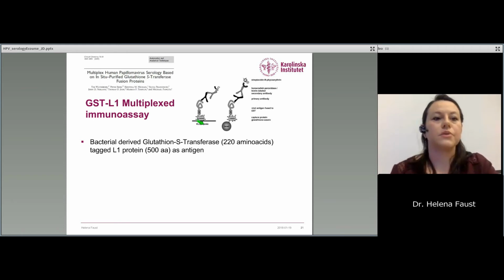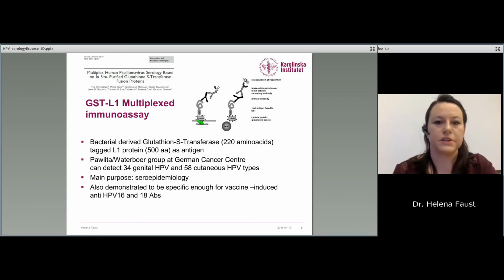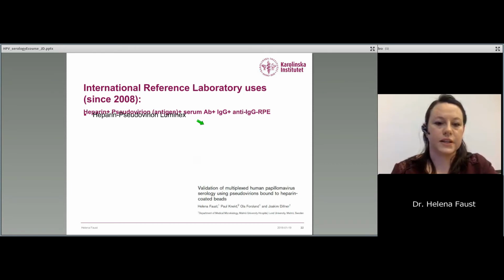A widely used method also is the GST-L1 multiplex immunoassay. As told, this bacterial-derived glutathione S-transferase, a rather large molecule by itself, is tagged to the L1 protein. It's mainly used at the German Cancer Center, in Dr. Waterboer's group, where they can detect more than 30 genital HPVs and more than 50 cutaneous HPVs at the moment. Mainly they are using it for seroepidemiology, but they have started to use it also for vaccine evaluation.